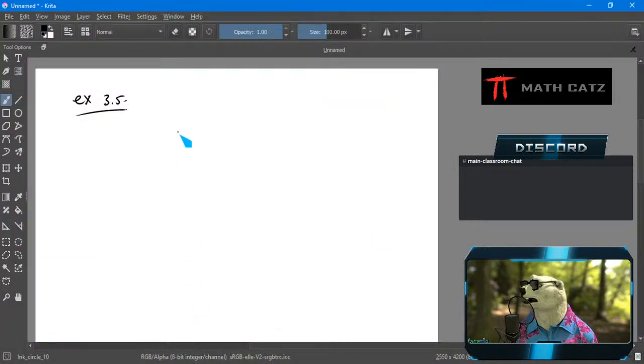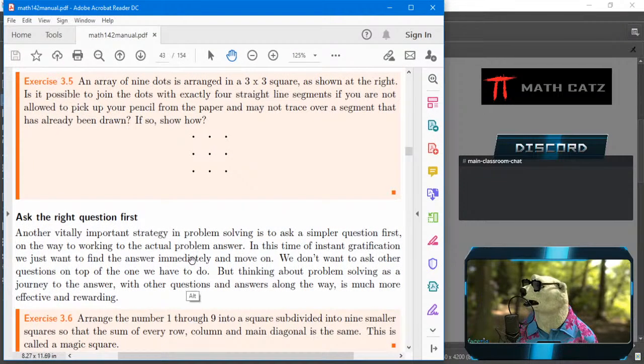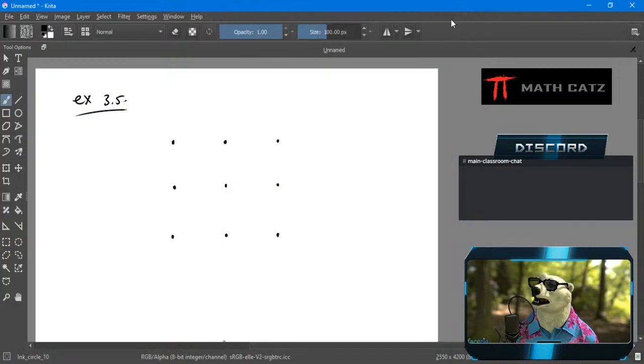So let me just clarify here with my dots. 1, 2, 3. Let's try and space them out nicely here. Now they are asking for 4 straight line segments. But let's just make it easier. Can we do it with 5 straight line segments? 5, hopefully you would agree, is not a problem.